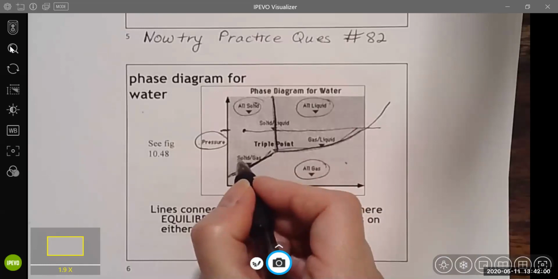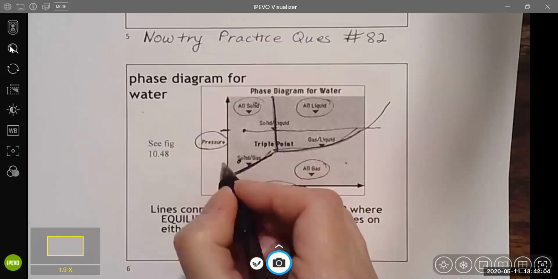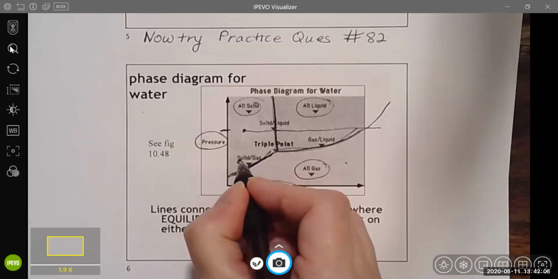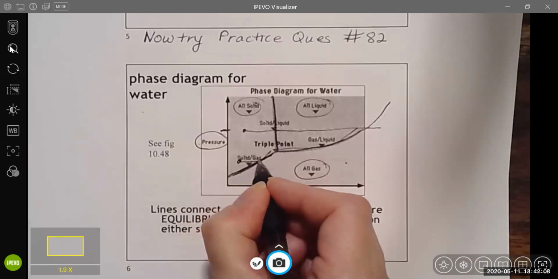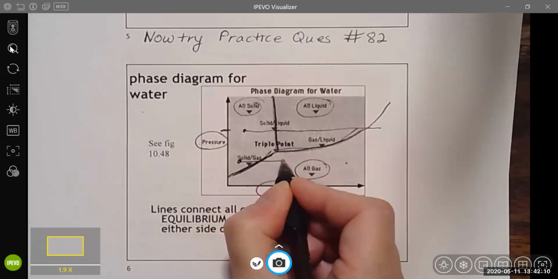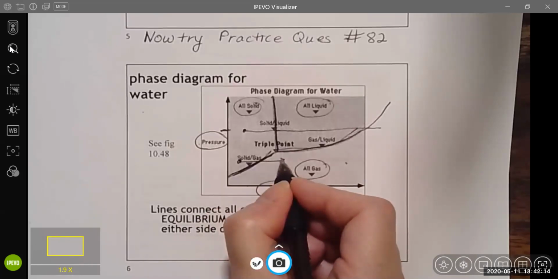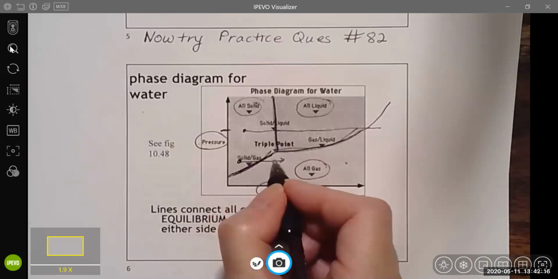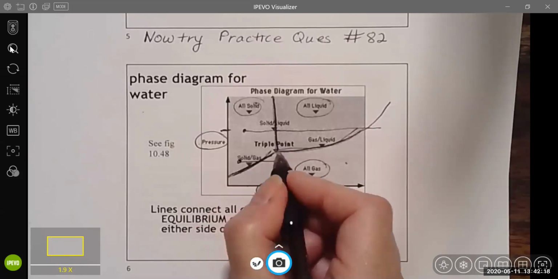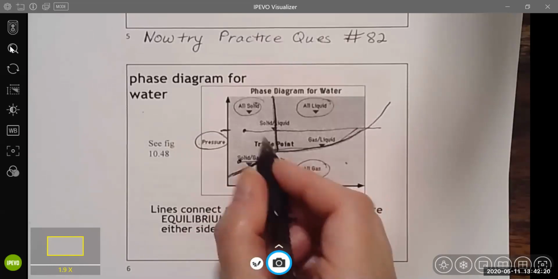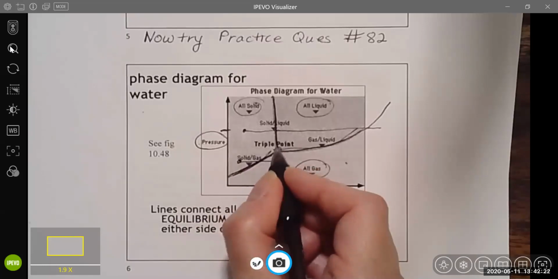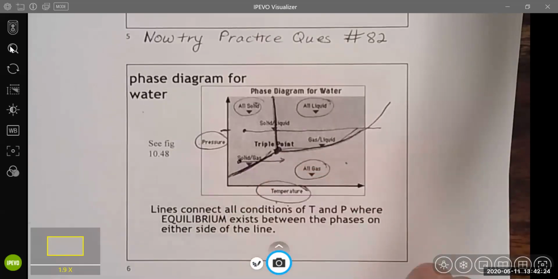Down here, if I start with the solid at a lower pressure and start to heat it up, I eventually hit this line, and then I cross into the gas, so you can go from the solid to the gas without crossing into the liquid. That's called sublimating. Where all of them happen at once is called the triple point. I'll talk about that in one of the other videos.